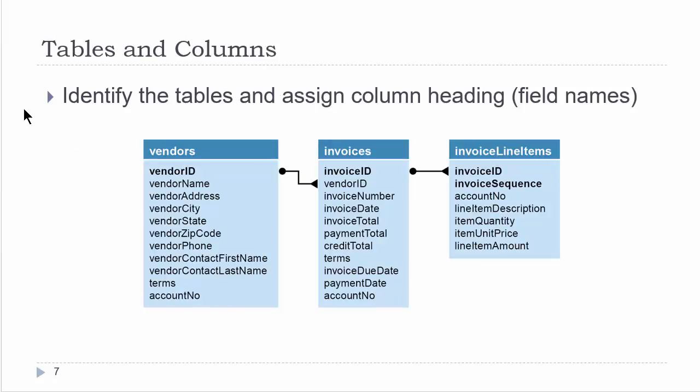Next, we would identify tables and assign column headings, which are also called field names. So we might have a table that is specifically related to vendors. It would have an ID, a name, an address, etc. We might also have another table that contains invoices, which would have an invoice ID. It would also have a vendor ID, which would relate to the characteristics of the vendor, who the vendor is. There might be another table, the individual items, that might be stored in a separate table. And we would need to uniquely identify these headings in a meaningful fashion.